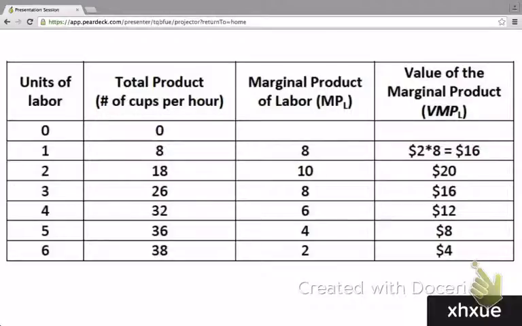Now, notice we haven't included the seventh worker in this chart, because if we go back to this previous slide, we can see that if we hire the seventh worker, they are producing negative marginal product, so we would never hire the seventh worker.